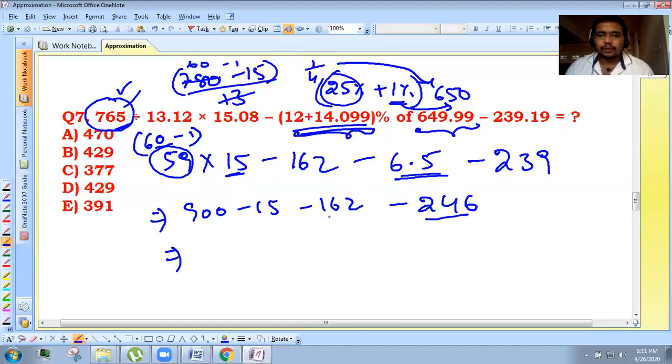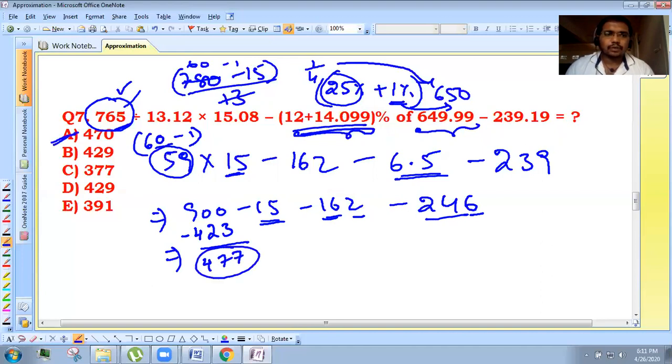Very simple. 24 and 16. What is 24 plus 16? 400, 402, 408 and 15. That is minus 423. Then your answer is 477. What is the nearest option? 470.